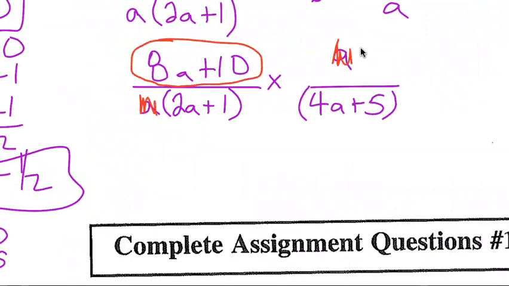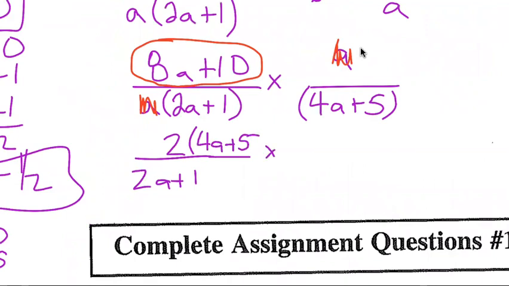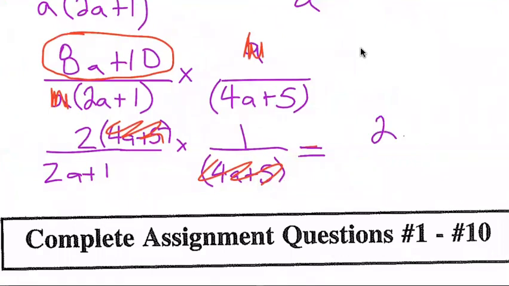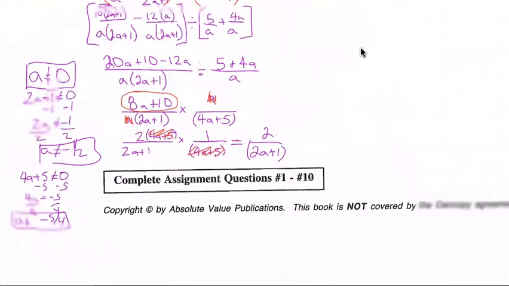Now I'm going to cancel this a with this a, and you can see that this factors, because everything divides by 2. So now I have to factor that. 2 over 2a plus 1, not 2, sorry, 2 times 4a plus 5, times 1 over 4a plus 5. Look, those are going to cancel, top to bottom, leaving me with 2 over 2a plus 1. Bada boom, bada bing, done.